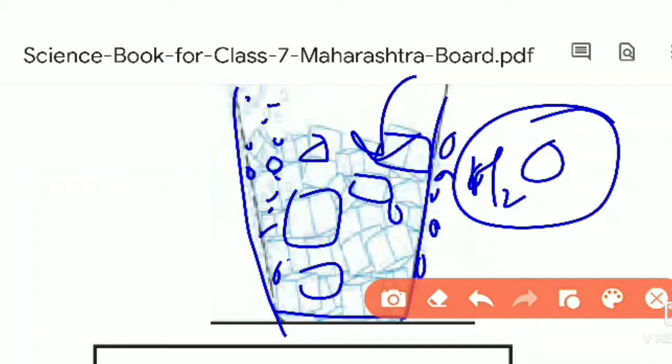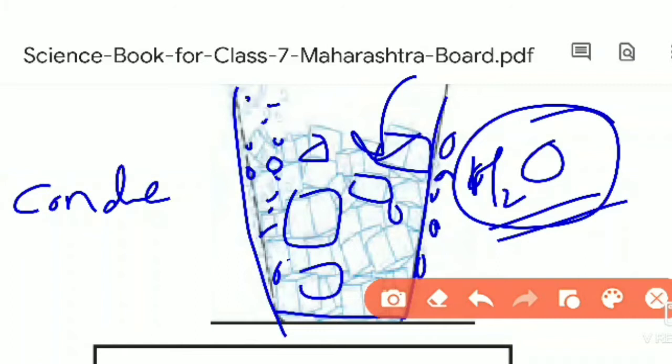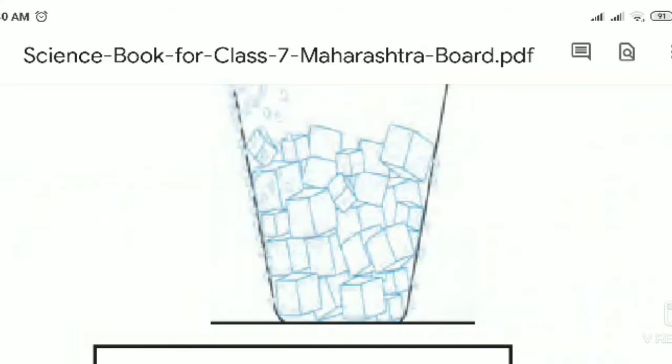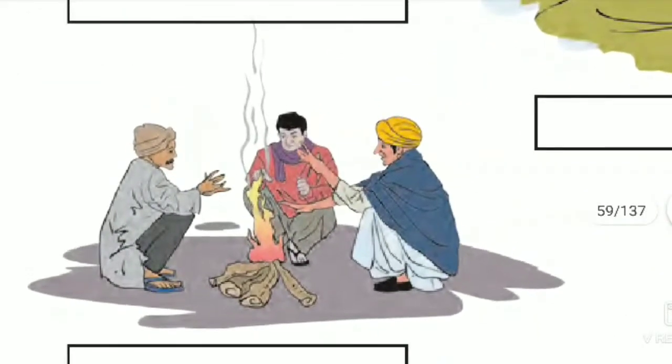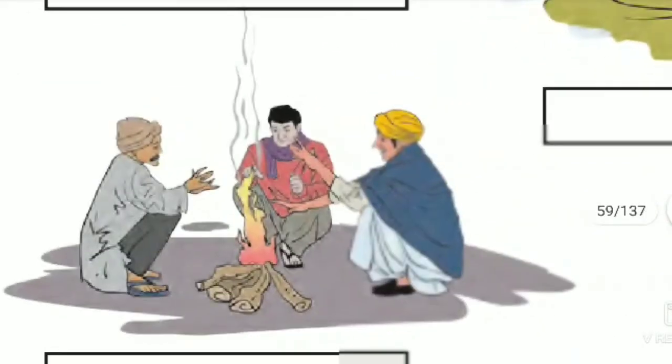Water vapors are present in the air too. These water vapors condense due to low temperature. The water vapors from the air condense, and these drops of water we can see on the surface of the glass. Okay, now the next picture shows that this is the winter season.